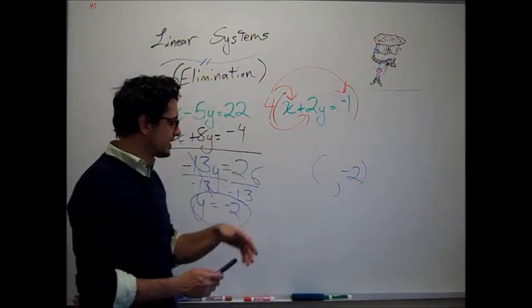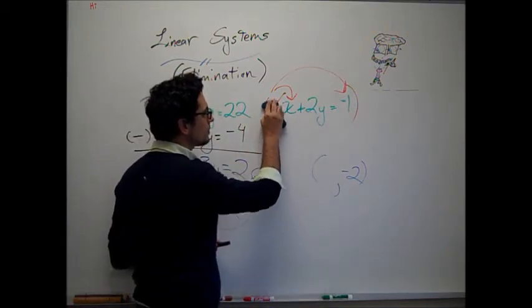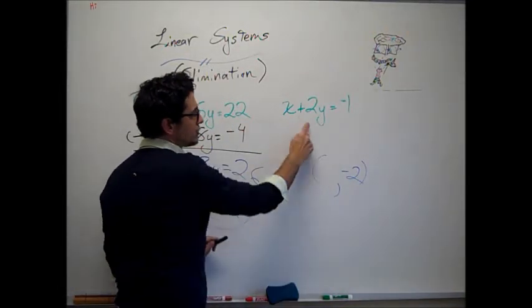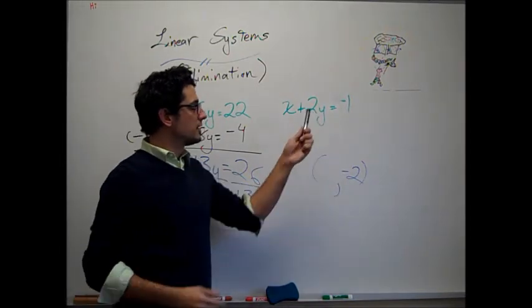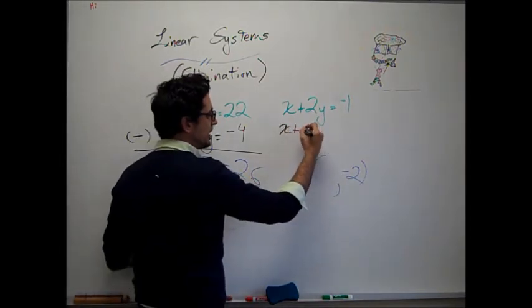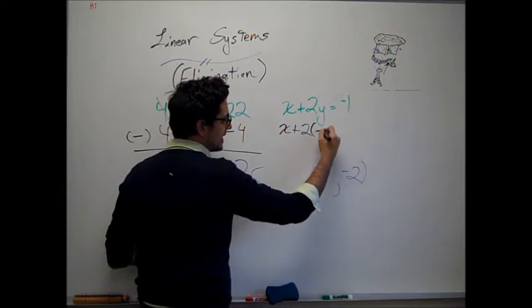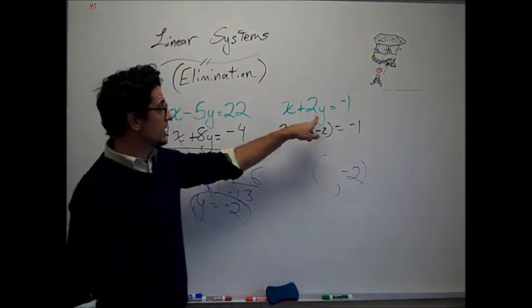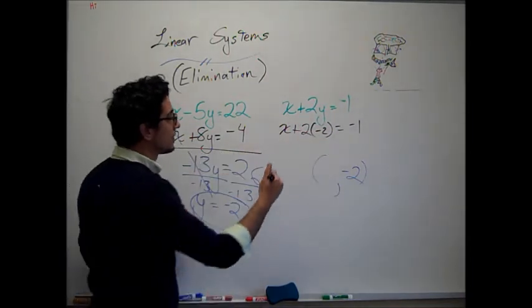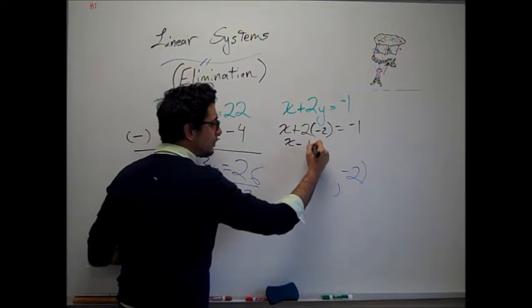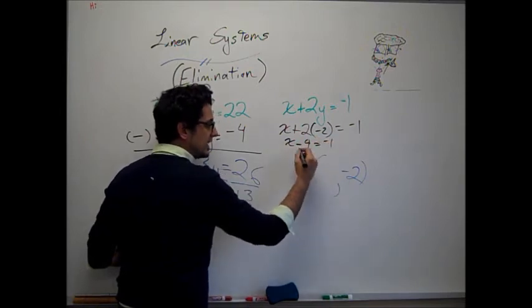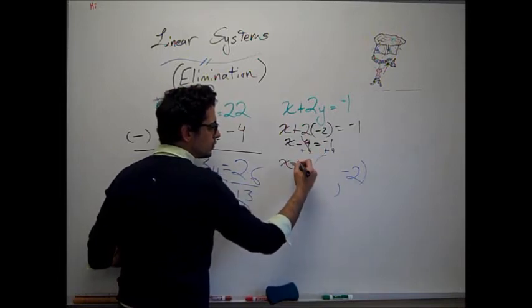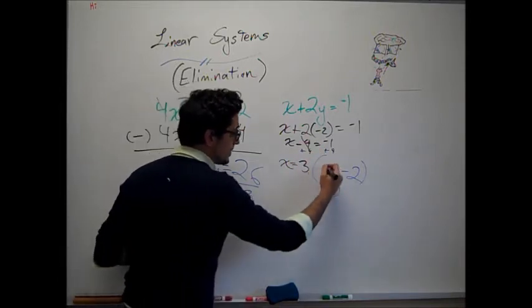Now I'm going to go back to the simplest one, the most basic one, which was originally x plus 2y equals negative 1. So instead of that, I'm going to write it as x plus 2 times, what's y? Negative 2 is equal to negative 1. Please remember that we said y equals negative 2, so that's where I'm getting that from. Okay, so let's solve that out. I've now got x minus 4 is equal to negative 1. To isolate x, I add 4, and I end up with x is equal to 3. Okay, and that's going to be my x value right here.